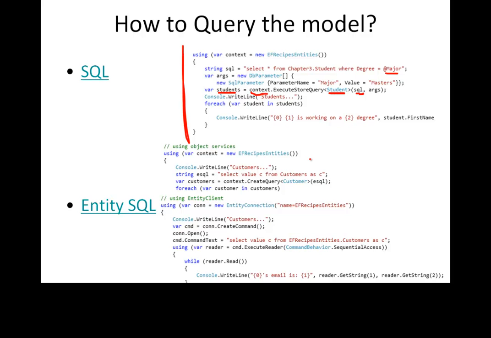And then we can go through each student and we can work out what each student is. Okay, the next approach is we create the object context object, and then we create the query, and this query you see is different. It's not a SQL query. We say select value C from customer C. Okay, this is using the object services. So we're not querying against the database like we did here. We are querying against the objects. So customers is the object set here.